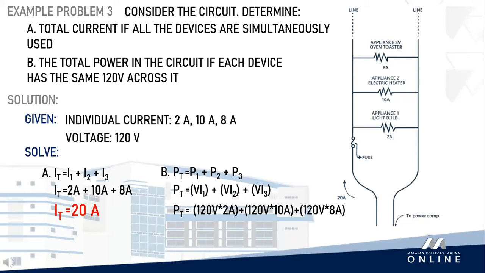120 volts times 2 amperes plus 120 volts times 10 amperes plus 120 volts times 8 amperes. You should notice that the total voltage is the same across each load, hence for parallel circuit, voltage is constant. Solving these, the total power in the circuit is 2,400 watts, and that is our final answer.